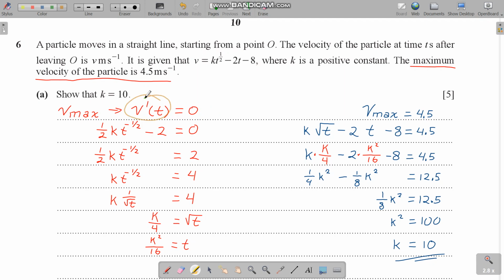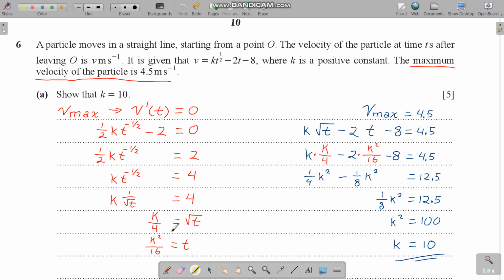So we differentiate the v. When we differentiate with respect to t, we bring the power down. 1/2 times k, the new power is 1/2 minus 1. So this is the derivative. And the derivative of minus 2t is minus 2. The derivative of minus 8 is 0. So this is the v prime. We solve v prime equals 0.